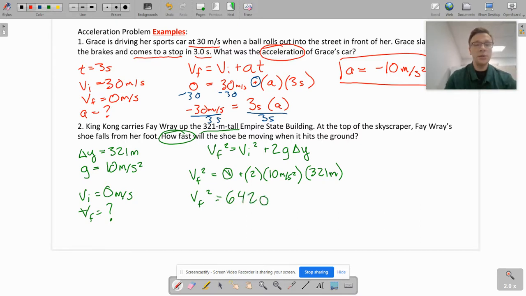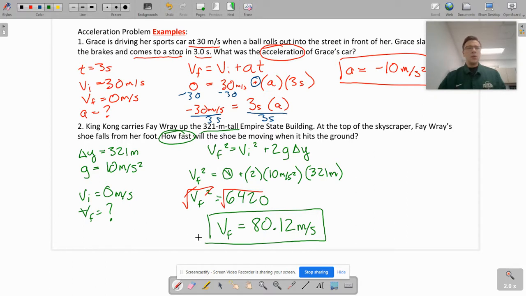Okay, and now what we need to do is we need to square root both sides because we want to get rid of that squared right there, right? So when we do that, you square root that number, you're going to get 80.12. So the final velocity of the shoe just before it hits the ground is 80.12 meters per second.